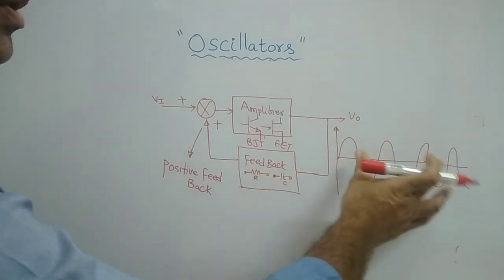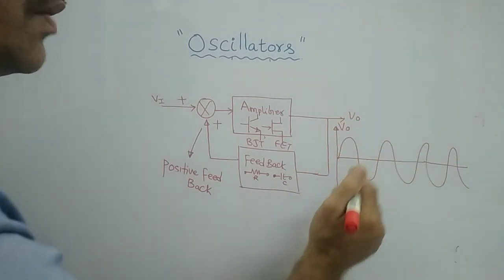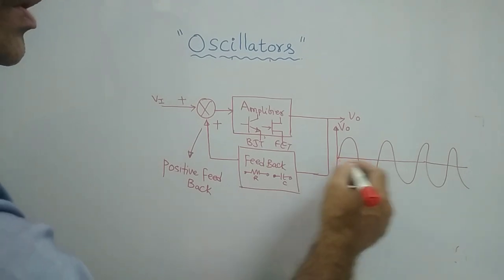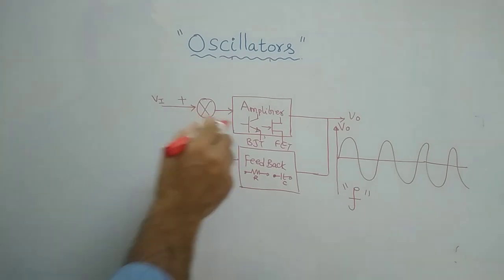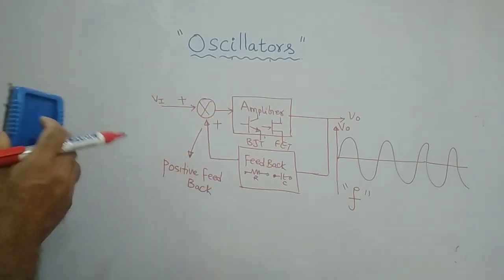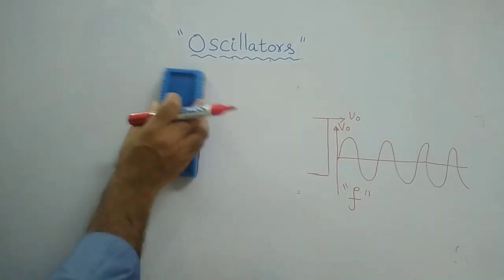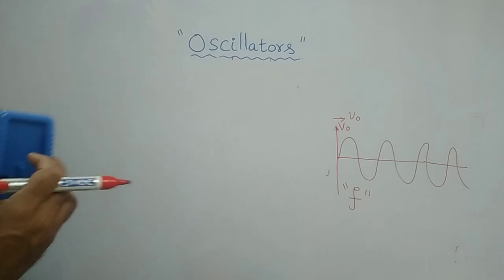For this output, what is the frequency? That is very, very important. Our target is to find the frequency, right? If you use the transistor as the amplifier in the RC phase shift oscillator, the frequency formula is something like this. I will explain this in detail in the next presentation.